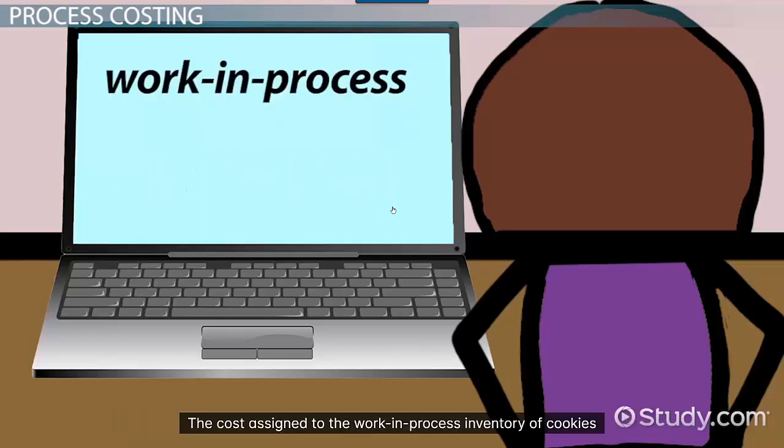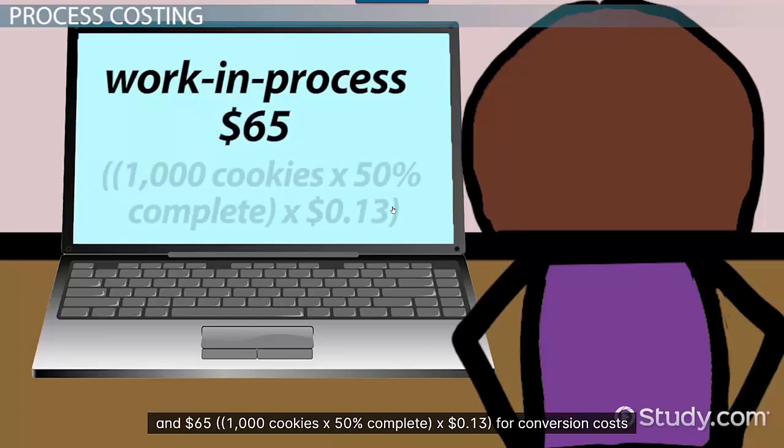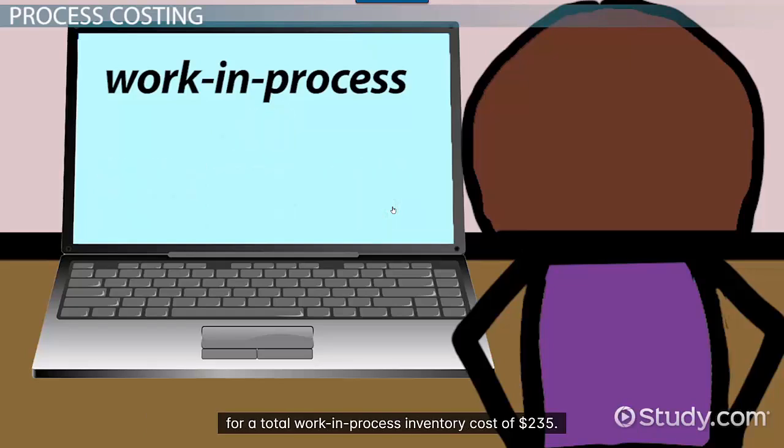The cost assigned to the work-in-process inventory of cookies would be $170, 1,000 cookies times 17 cents for materials, and $65, 1,000 cookies times 50% complete times 13 cents for conversion costs, for a total work-in-process inventory cost of $235.